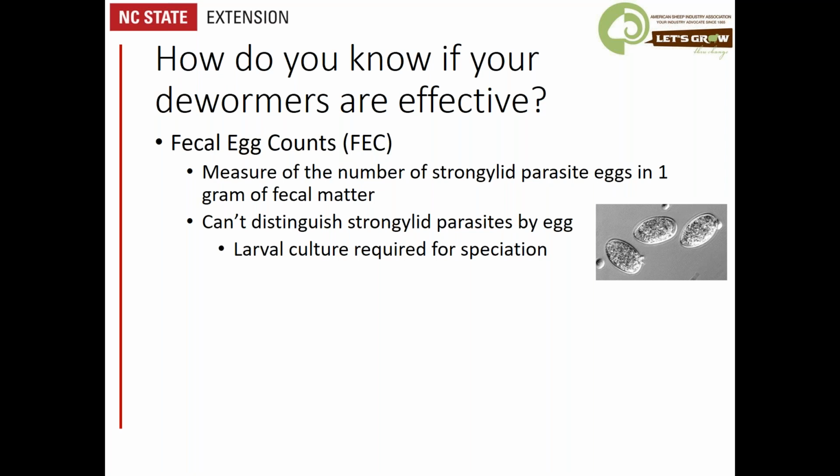And fecal egg counts are simply a measure of the number of strongylid parasite eggs in 1 gram of fecal matter. It's very important to understand that we can't distinguish the different types of strongylid parasites by the egg stage. So we can't just look at the egg and tell if it's Teladorsagia or if it's Haemonchus. They're just strongylid eggs. They're just strongylid parasite eggs. That's all we can say. Now we would assume that in many of our cases, in many of our operations, it's probably majority Haemonchus, but that's not always the case. So just keep that in mind. It requires what we call larval culture to determine what those different species are. And so we can actually culture those eggs to the larval stage, and based on what those larvae look like and some measurements we take on the larvae, we can determine what species of parasite is actually present there.